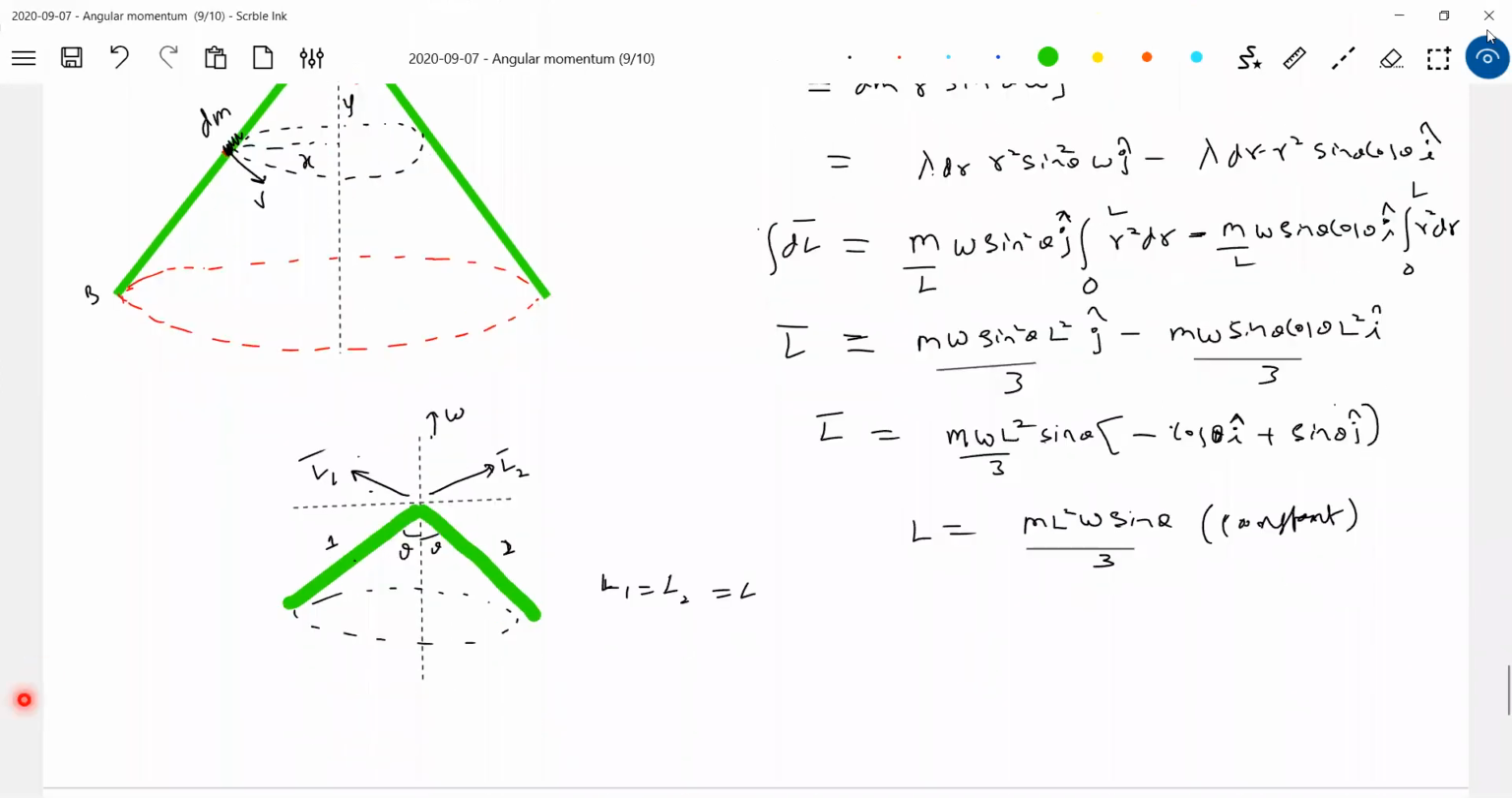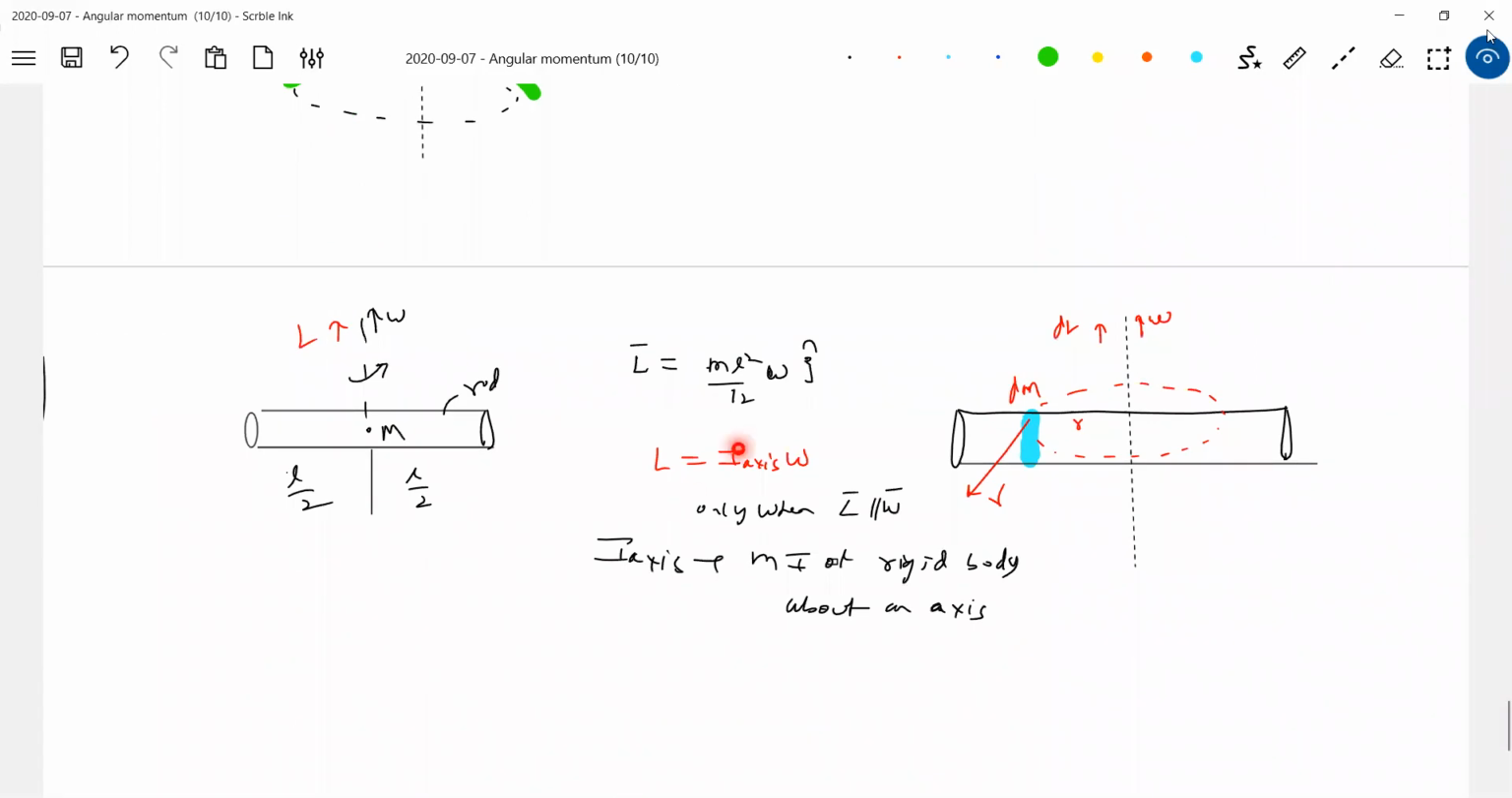So you can write this when L bar is parallel to omega. This is the basic idea of the angular momentum of a rotating rigid body. You can't just write plainly L equal to I omega. Strict conditions should be followed here. This is what I wanted to conclude. It's not a very simple L equal to I omega that I'll write and come out; we should really work it out here.